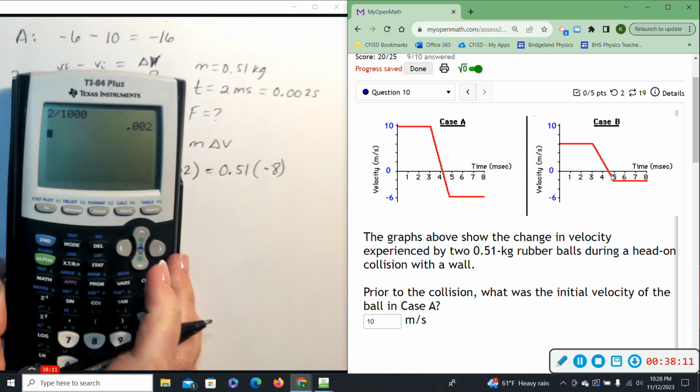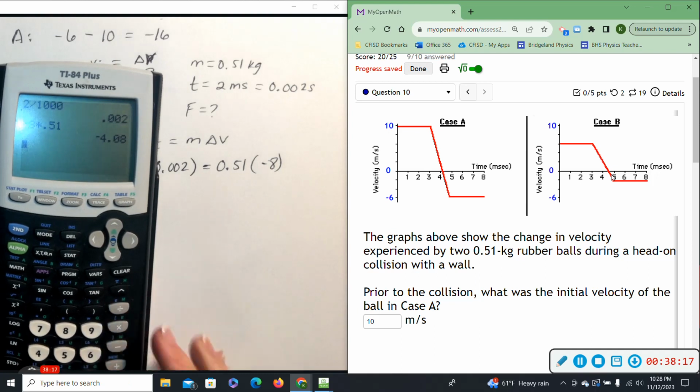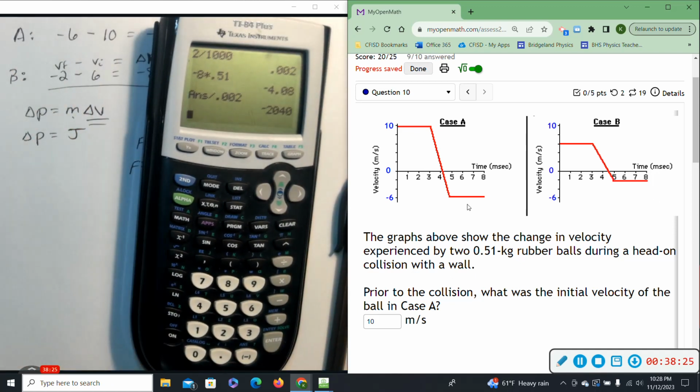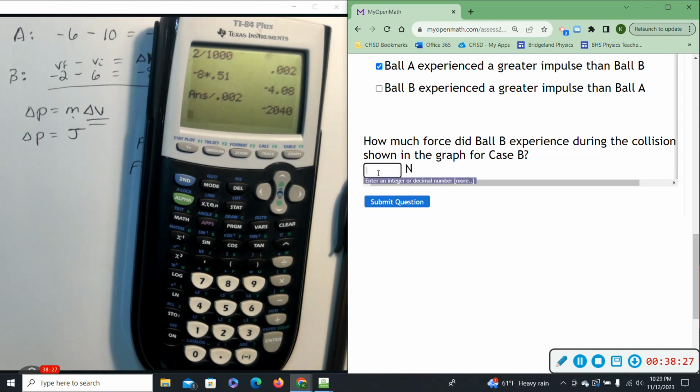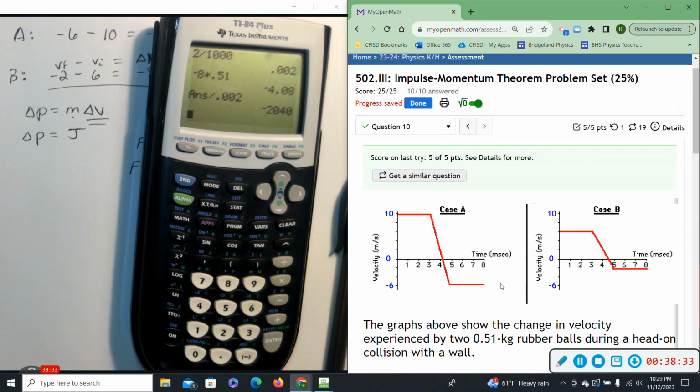Okay, so we're going to do negative 8 times 0.51, and we're going to divide that by our time, 0.002, and we get negative 2040 as our force. And that is the last question in assignment 502.3.